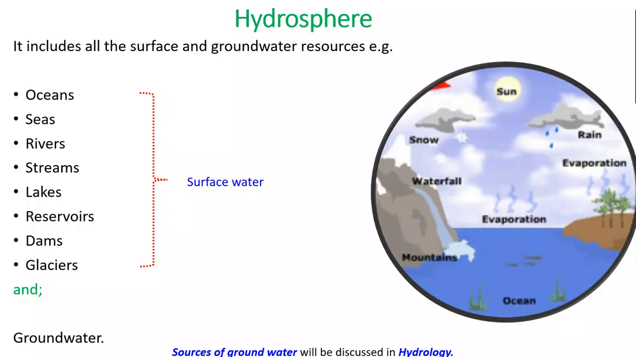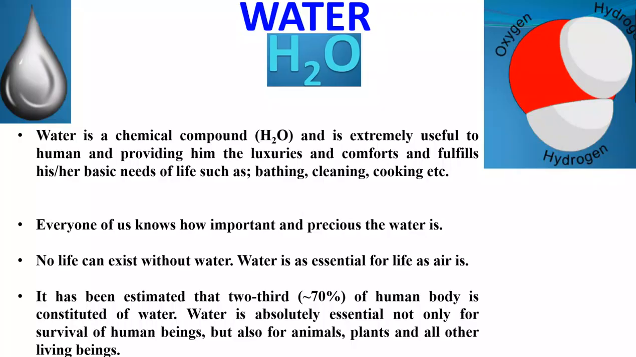Then we have the hydrosphere. It includes all the surface and groundwater resources such as oceans, seas, rivers, streams, lakes, reservoirs, dams, glaciers, and groundwaters. The sources of groundwater will be discussed in hydrology. So here we have only the types of hydrosphere or types of waters. Then we have an introduction. We are going to introduce water formally. Slowly and gradually, we will read about the details of water.